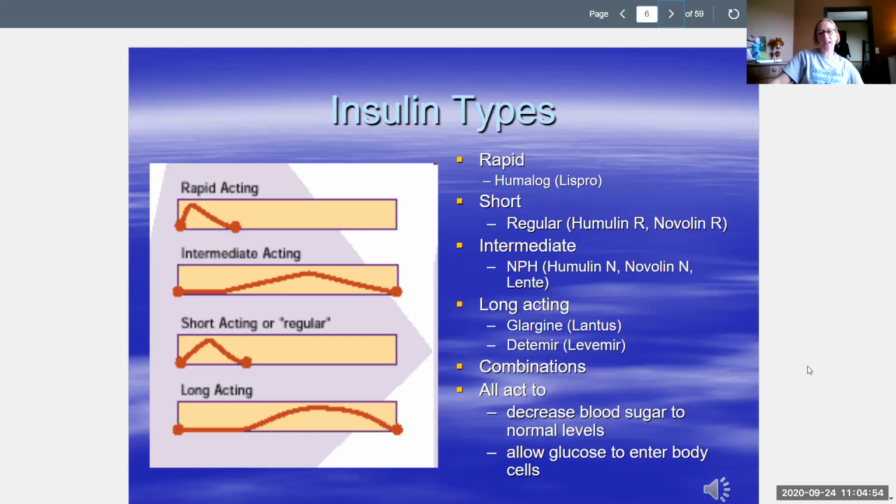Okay, and then the rest, the specific time, the onset, peak, and duration, you're not going to be asked those specific numbers, but just knowing which ones are your short, long, intermediate, those types of things. That way, if you have to answer a question that says the patient is symptomatic at this time of day, you know what insulin was likely the culprit.